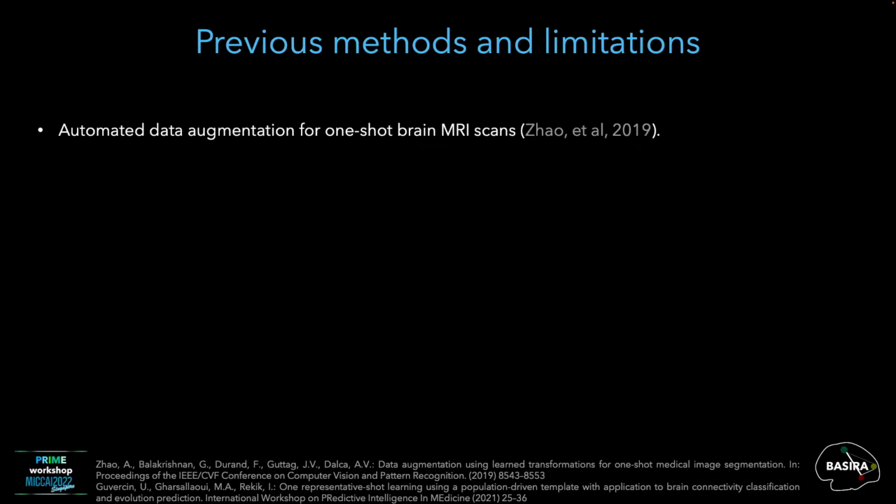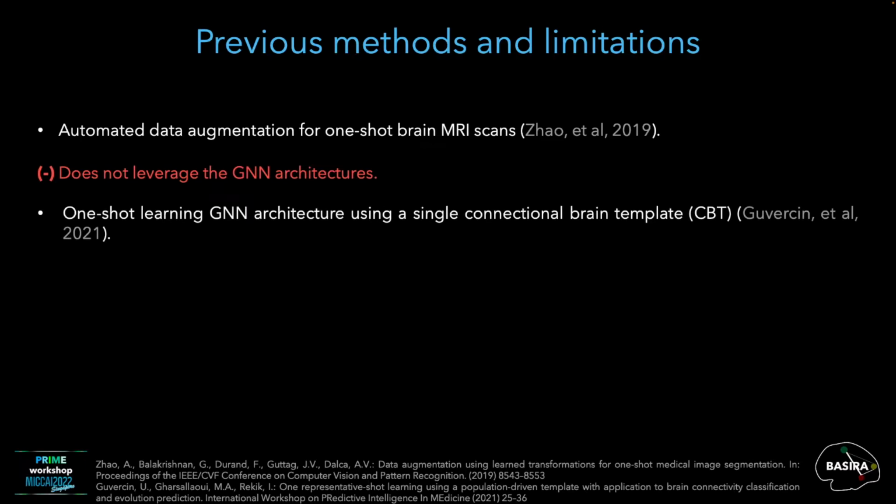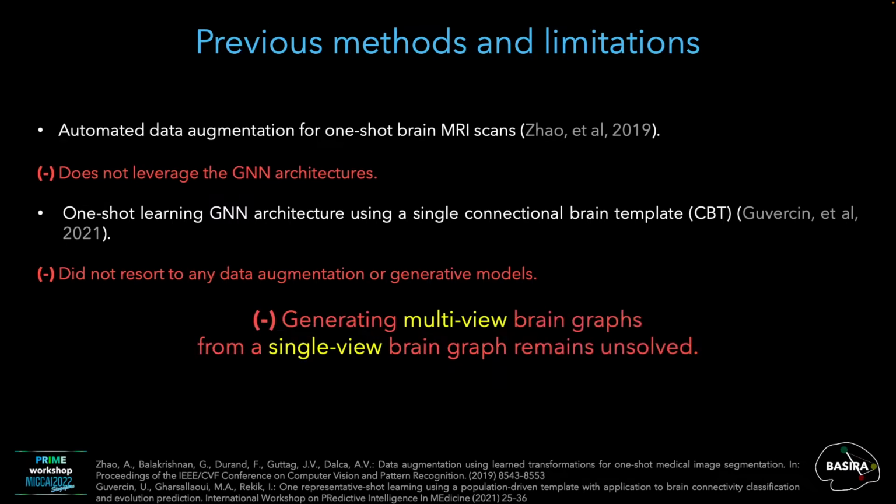I am going to mention the studies related to data augmentation and one-shot learning on brain graphs. One of them proposed an automated data augmentation approach for one-shot segmentation of brain MRI scans. However, this study doesn't make use of powerful graph neural network architectures. Another study used a one-shot learning GNN architecture for brain connectivity classification and evolution prediction using a single connectional brain template. Nonetheless, this work doesn't resort to any data augmentation strategies or generative models to better uncover the data distribution. None of the state-of-the-art models tackled the problem of generating multi-view brain graphs from a single-view brain graph.